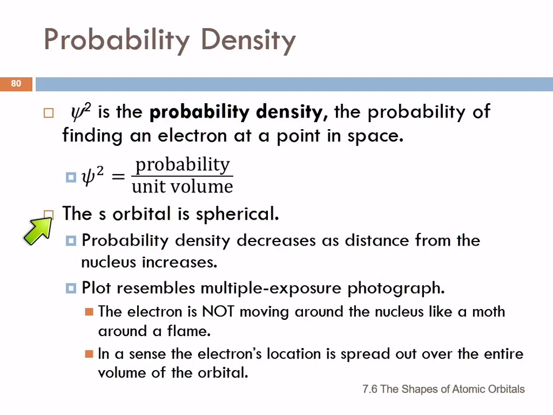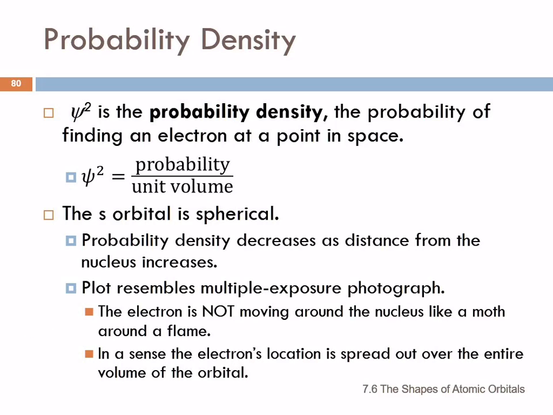Okay, so the s orbital is spherical. When we solve Schrodinger's equation with n equals 1 and L equals 0, which corresponds to the s orbital, and then m sub L is 0, the shape that we get is a sphere. The probability density is going to decrease as the distance from the nucleus increases.